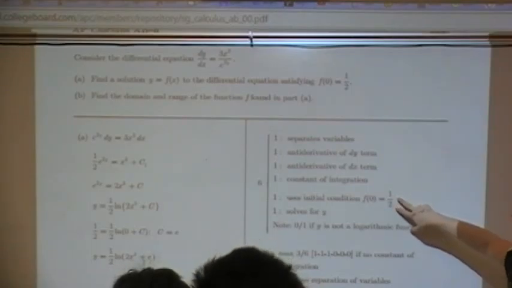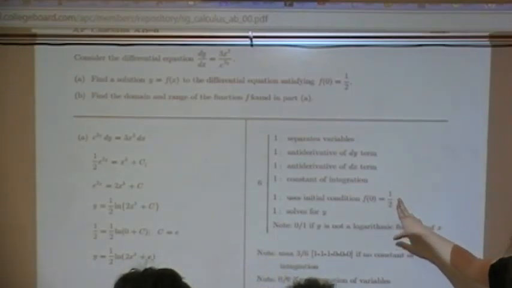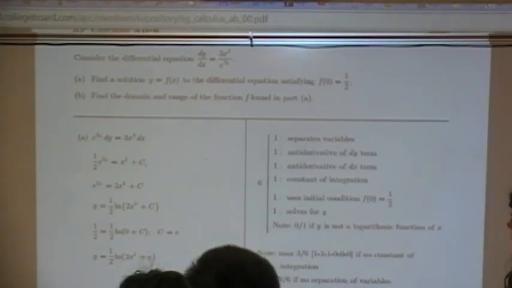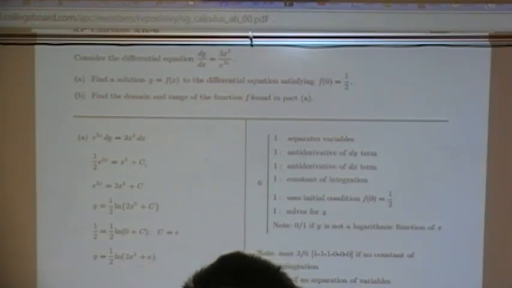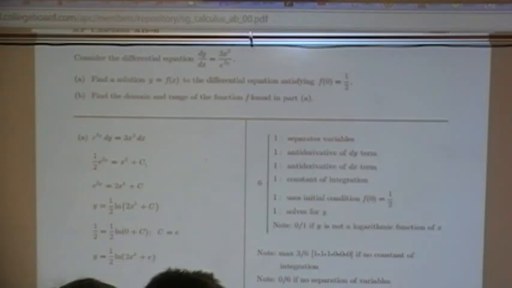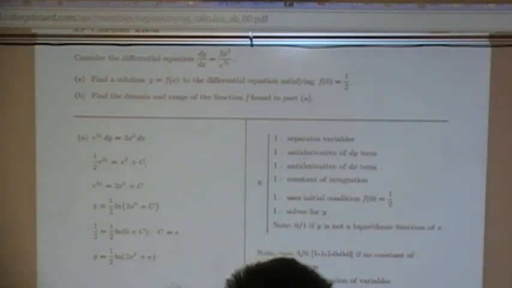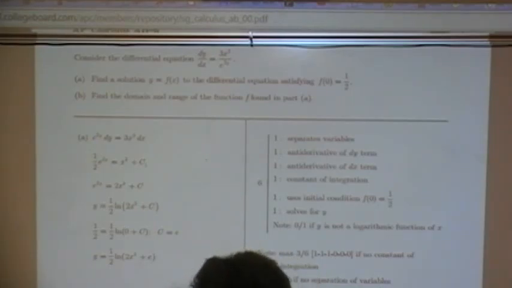Okay, so here's your initial condition. If you plugged in your 0, you got a point for that. Then solving for y. If you didn't put the natural log, I think you still get the point for plugging in, even if your equation is wrong, because you've proven to them that you know the steps and you know what to do. They don't penalize you for messing up the equation in the beginning.